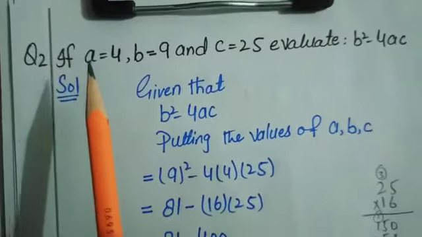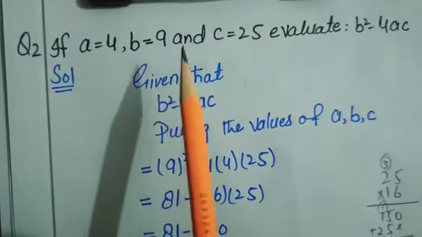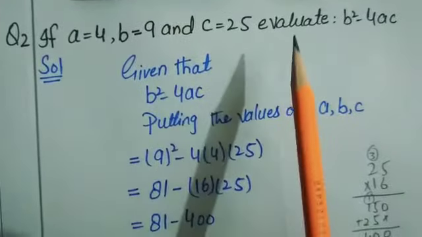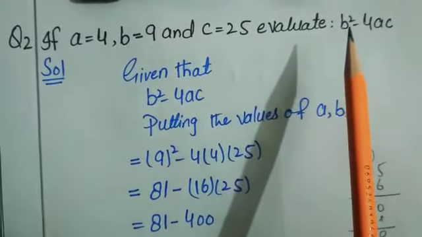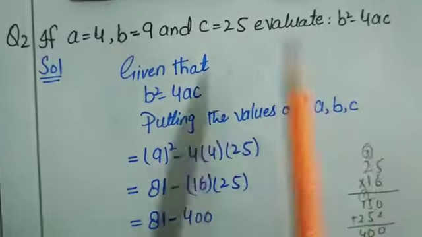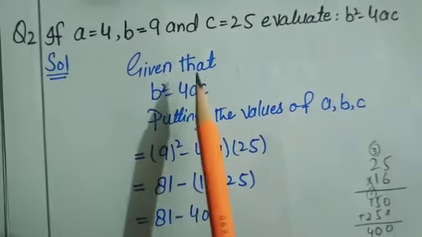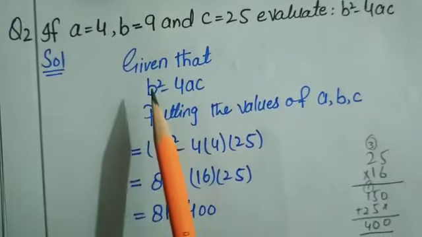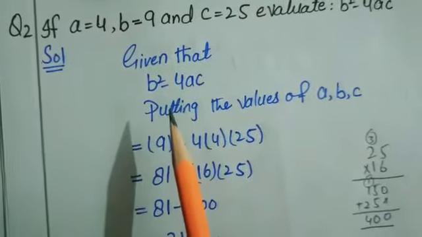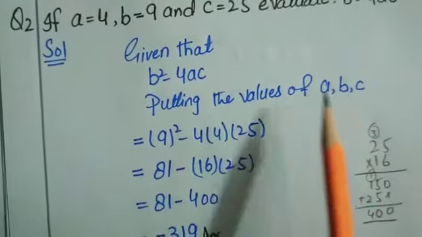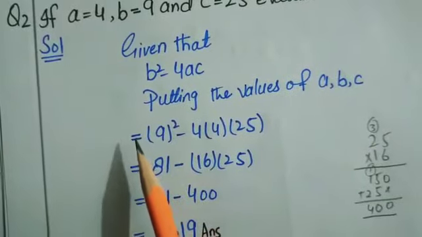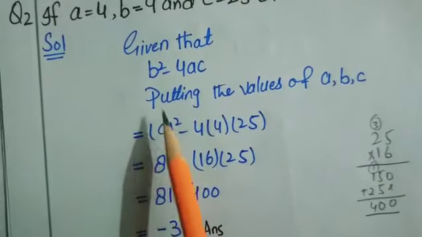Question number 2. If a is equal to 4, b is equal to 9, and c is equal to 25, evaluate this given equation: b square minus 4ac. Write the solution here. Given means the given equation is b square minus 4ac. Putting the values of a, b, c, and then we simplify. We put here an equality sign.